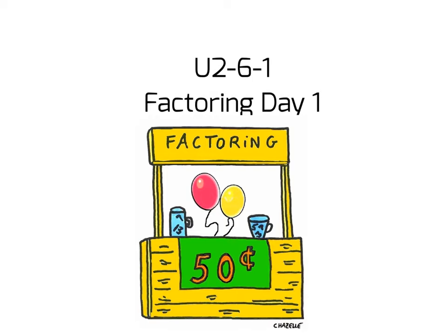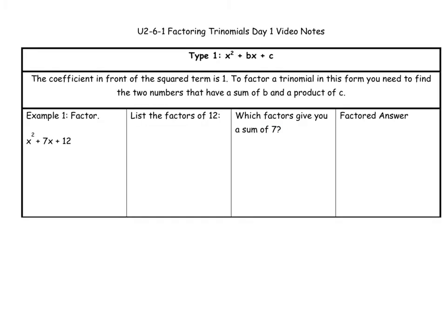And there's one more type we're going to take a look at, the difference of squares. So let's go ahead and get started with our review of factoring from last year. Okay, so type 1 is x squared plus bx plus c. This is standard form of a quadratic equation. So we have our leading term here, which is a degree of 2, that makes it a quadratic, then b times x, and then c.